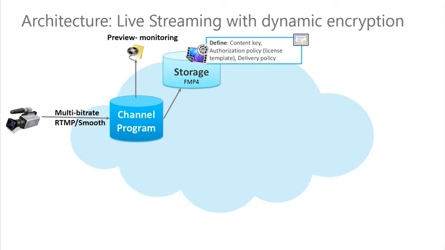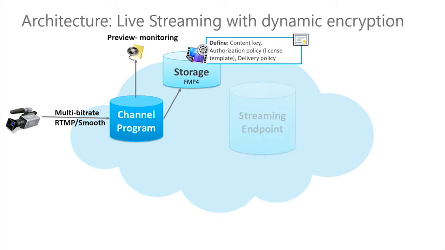If you want dynamic encryption, you need to configure the following on your live archive asset, such as a content key, which is the key that you want us to apply encryption with on your live stream, and an authorization policy on your content key. We support token authorization, IP restriction, or open authorization of the content key to your player. If you are using PlayReady encryption, you could define a PlayReady license template here as well. Lastly, a delivery policy, which defines the streaming protocol you want us to apply dynamic encryption with.